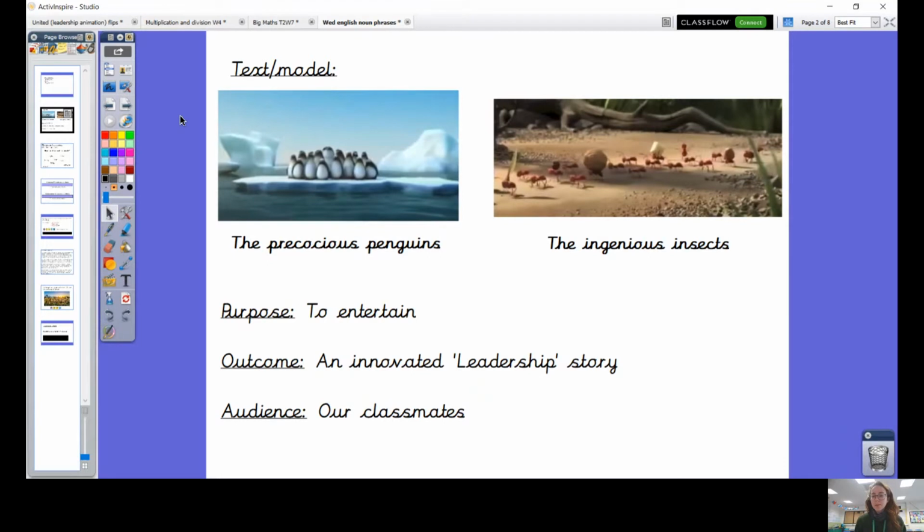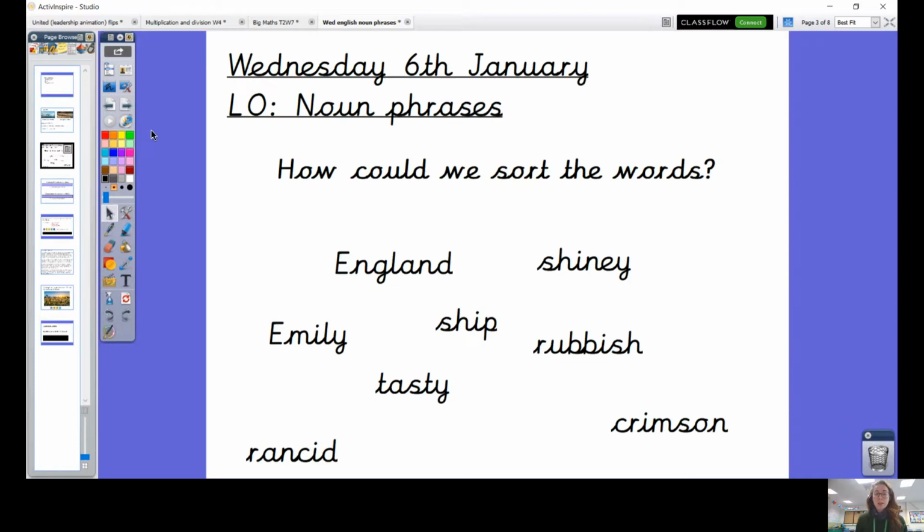And then we're going to be doing some shared writing in the following few lessons, and that will be the insect part of the clip. So it will be the ingenious insects. The purpose of our writing for the next few weeks is going to be to entertain. We're writing a story, a short story. It's going to be an innovative leadership story. And our audience will be our classmates. We'll have a think about how to make that work, and certainly people at home will be your audience as well. So today we're going to be learning about noun phrases.